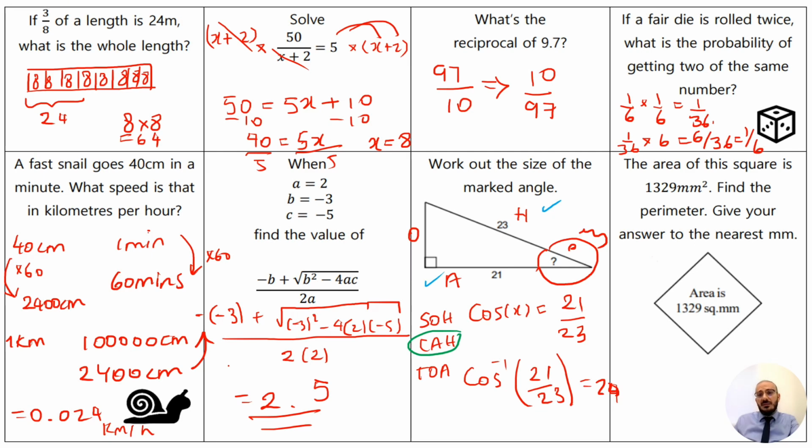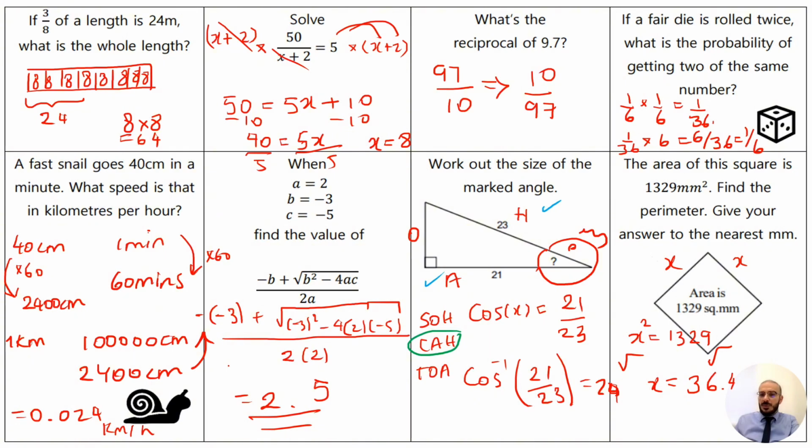The area of this square is 1,329 millimeters squared. Find the perimeter. Give your answer to the nearest millimeter. So I know this is x, because it's a square, so both sides are going to be the same. So x times x is x squared, which is the same thing as 1,329. If I square root both sides, I will be able to find out what x is, which is going to be something around 36.4-ish.